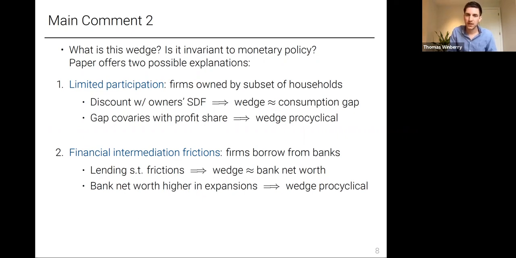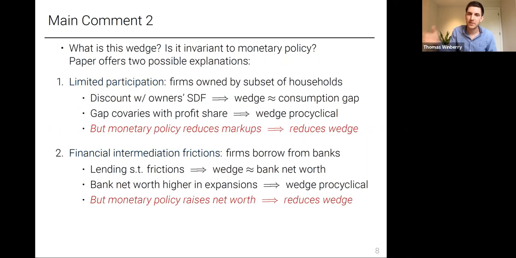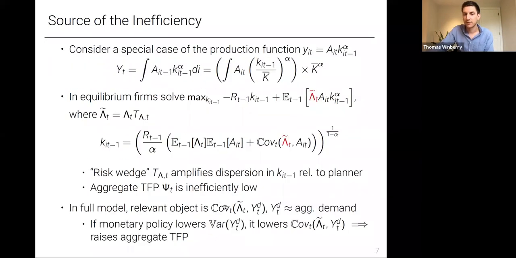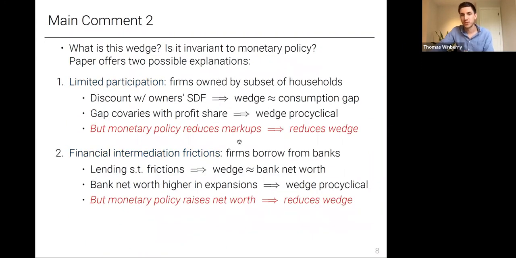The only part of this comment is to think about whether maybe monetary policy will have independent effects on the wedge in this situation, meaning that there's more that monetary policy can do rather than just lower volatility of aggregate demand to address this inefficiency. And that might have additional interesting implications. In terms of the first explanation, that the wedge comes from profits, expansionary policy is going to reduce markups and therefore reduce profits, and may therefore, through that channel, independently reduce the wedge.